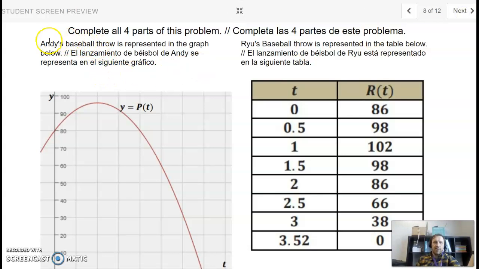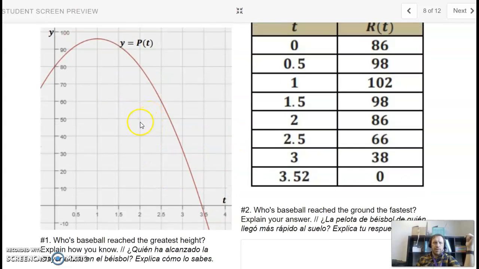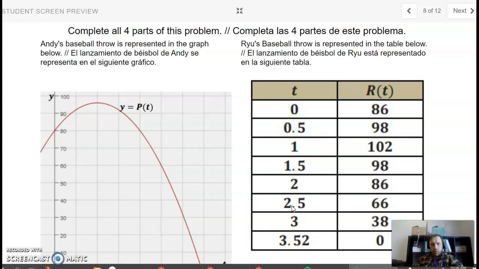Here you get another chance. So Andy's going to throw a baseball that looks like this. So he's starting from 80 and working his way up. Ryu has a chart that represents his baseball throw. So compare those two and see if you can answer these 4 questions. Come back. So there's a lot of information here, and so let's digest this.